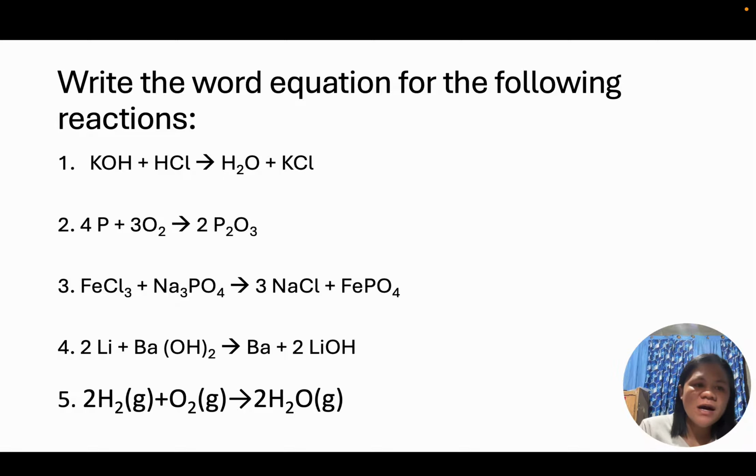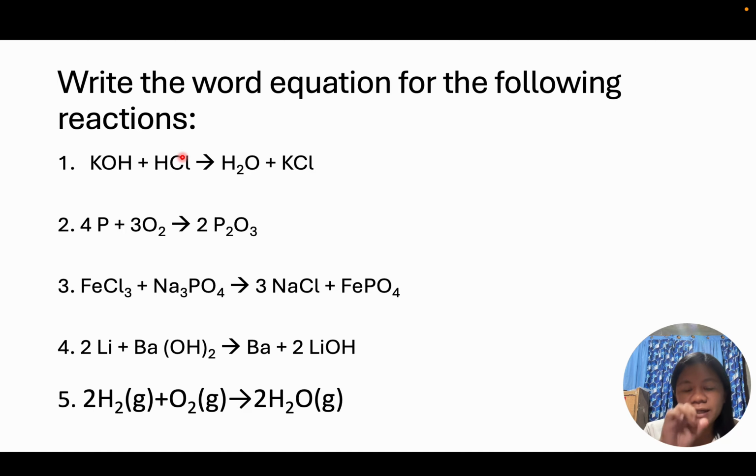So, we have our KOH plus HCl, no? The resulting product is H2O plus KCl. So, how will we write this in words? Okay? So, of course, we have to look at the elements involved. So, we have on our first reactant, KOH. So, it is potassium hydroxide. Take note, O and H, if magkasama sila, they are called hydroxide. The second reactant naman, this one, is what?